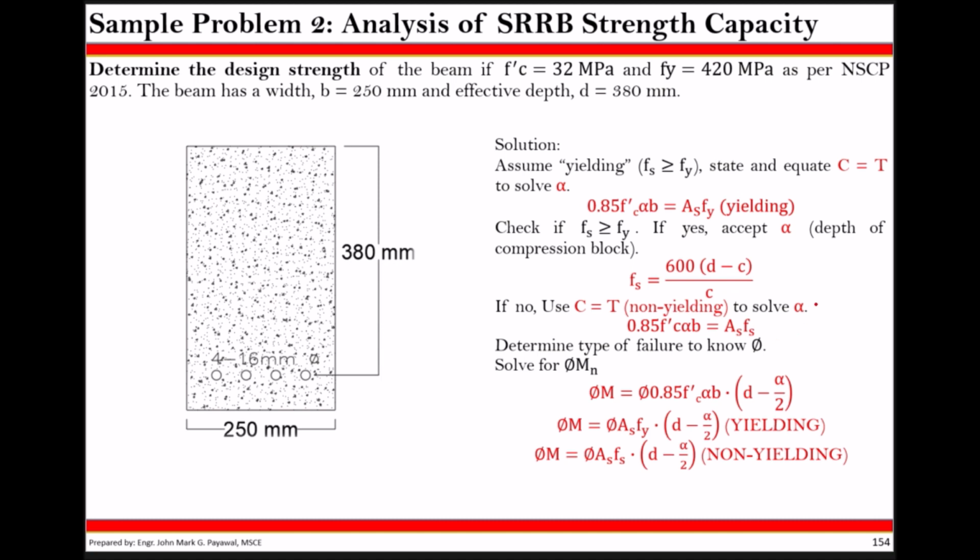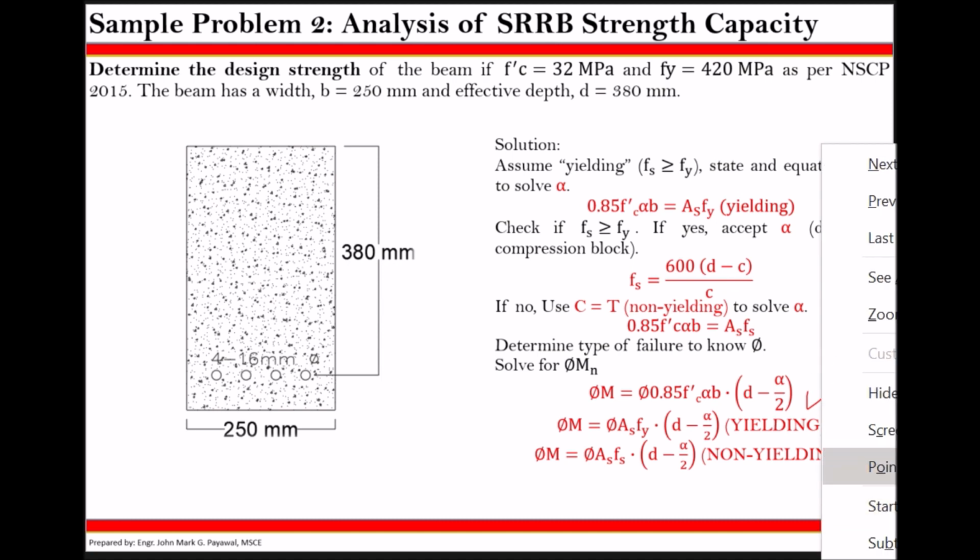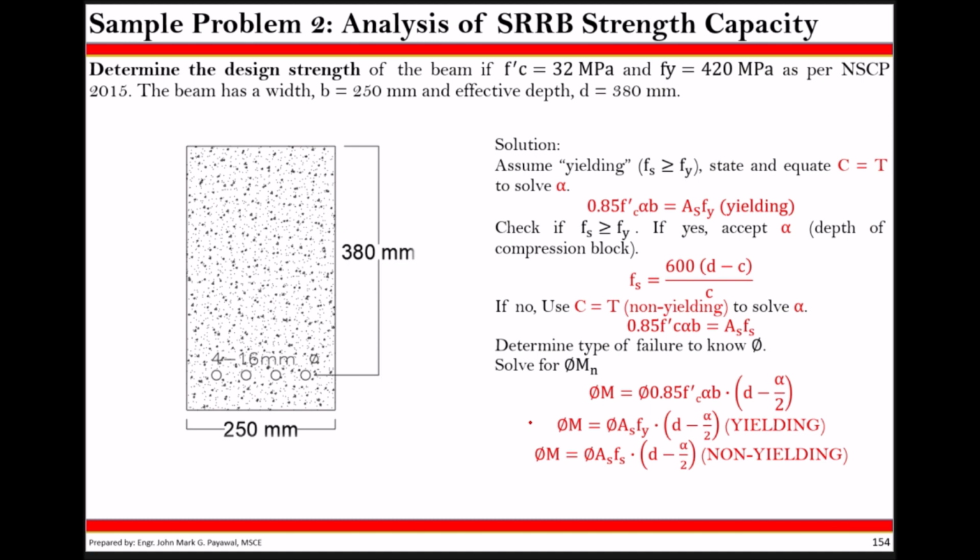Lastly, after having alpha and your phi, you can proceed with computing the design strength. Design strength can be computed in terms of compression or tension. For compression, this is the working equation: 0.85 phi fc' alpha b multiplied by the lever arm. For tension, please specify if it's yielding or non-yielding. If it's yielding, use AsFy for tension. If it's non-yielding, use AsFs for tension. So much for the recap of your solution. Let's proceed with the actual computation.